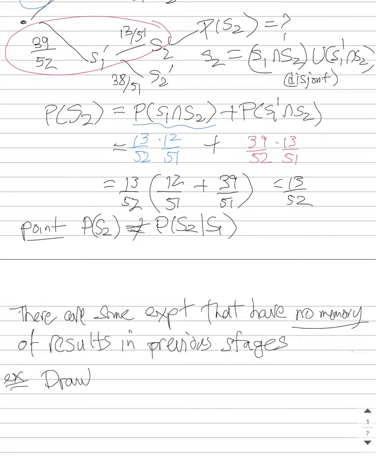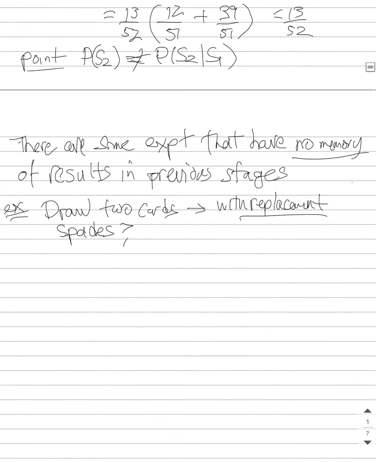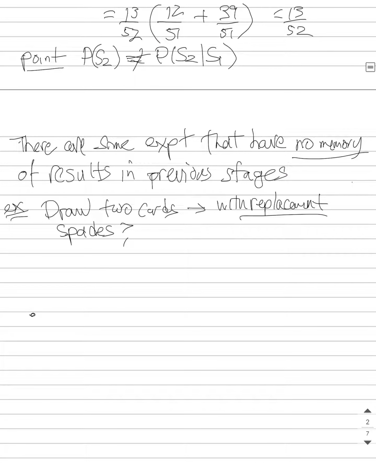But as a contrasting example, if we draw two cards and we have replacement, so we put the card back in, we can talk about spades again. And so what's going to happen is our tree diagram will look the same in terms of the number and the types of outcomes. We'll partition it with spade and not spade in each stage.